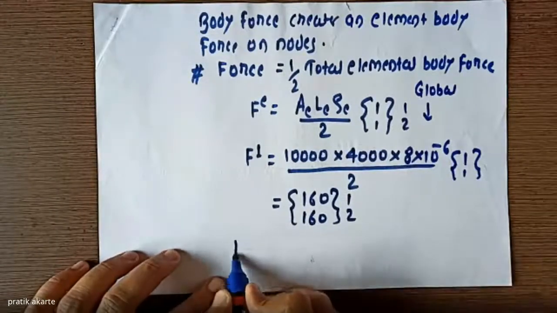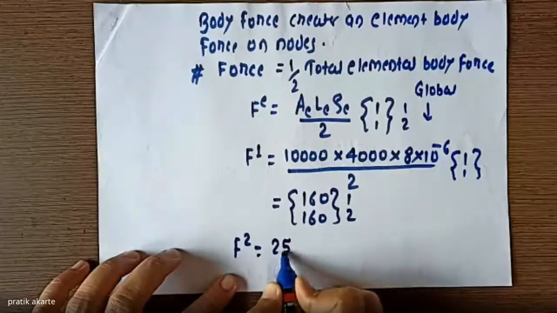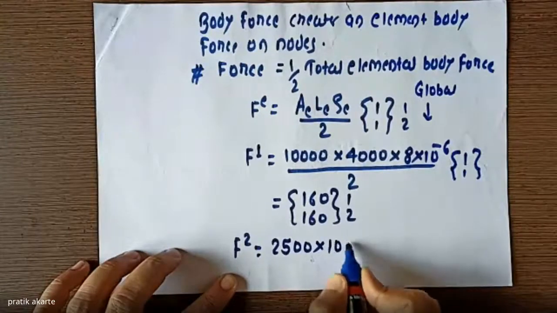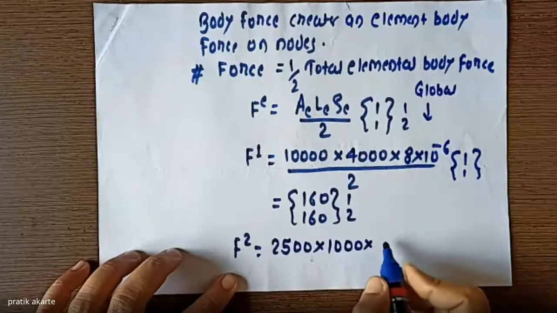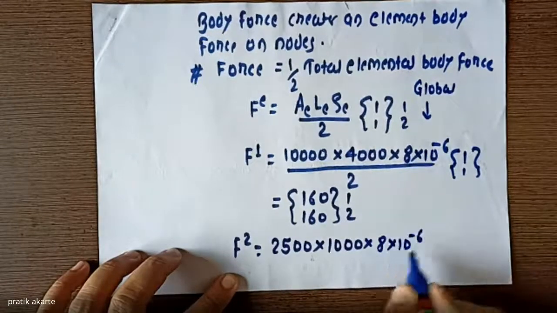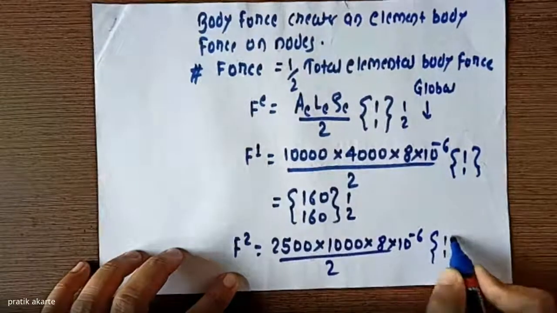F2, similarly we can find it as cross sectional area 2500, length 1000, then body force per unit volume remains the same, which is half of the total element body force, and 1, 1.